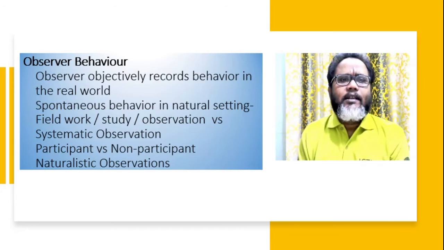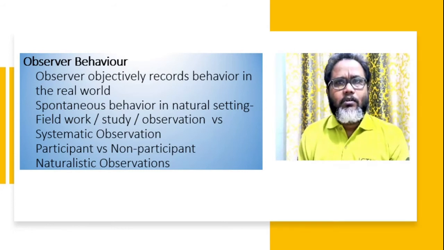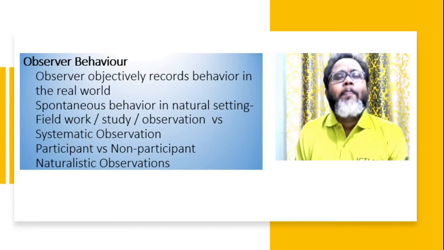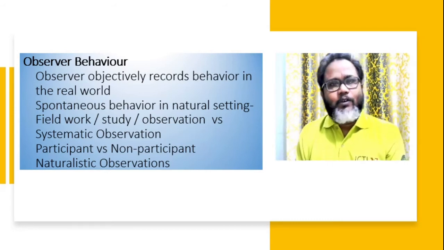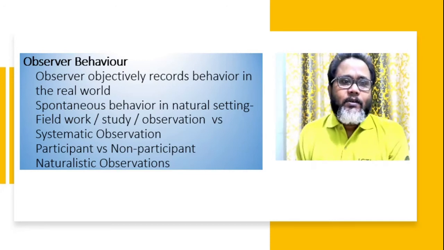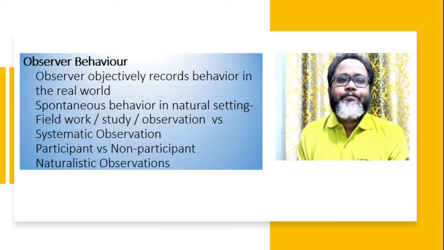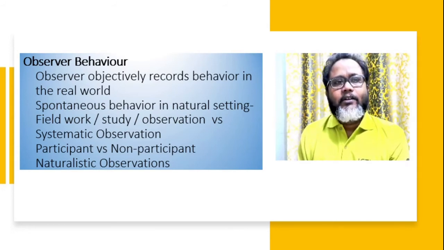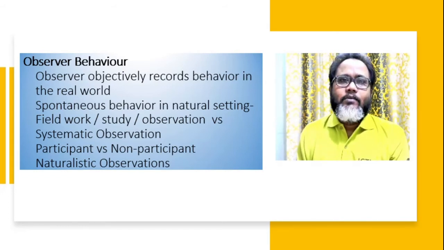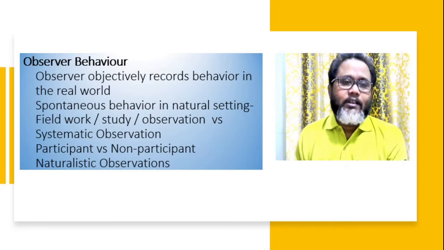So these are the systematic observations, and spontaneous behavior is something different. Whenever we ask which particular job we use today, they say something. That is the system. And then there is participant and non-participant observation, where the observer himself is also participating, and many times he is not participating, he is just looking on.